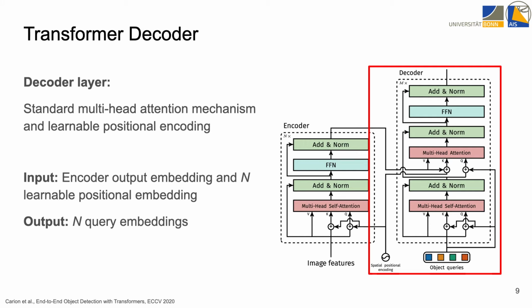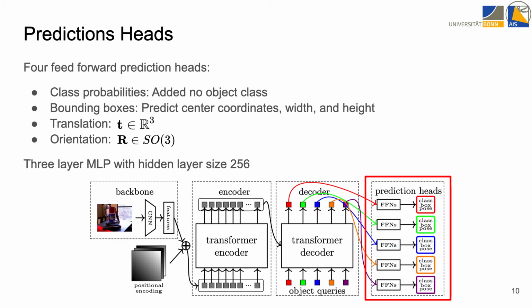The decoder takes output embeddings of the last encoder layer and n positional embeddings, where n is the cardinality of the prediction set. Using a standard multi-head attention mechanism and learnable positional encoding called object queries, the decoder generates n query embeddings. From the n decoder outputs, we use a feed-forward network to generate a set of n output tuples. We choose n to be larger than the expected number of objects in the image and pad the rest of the tuples in the set with no object.